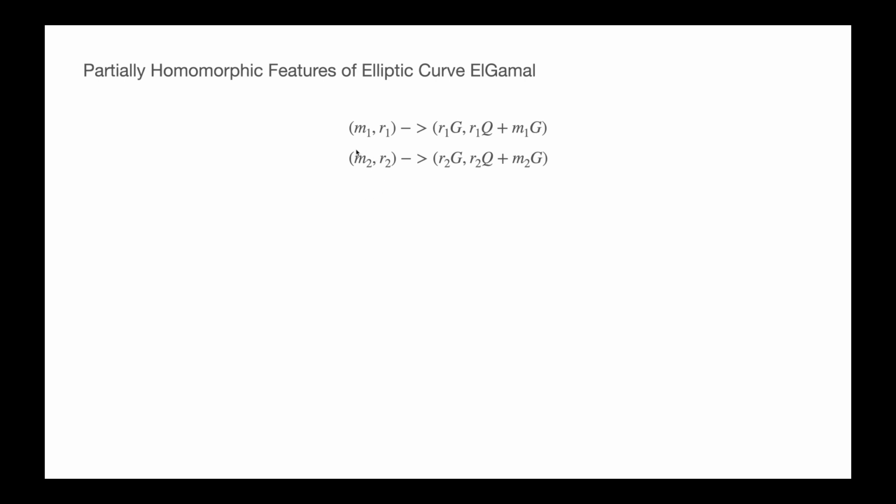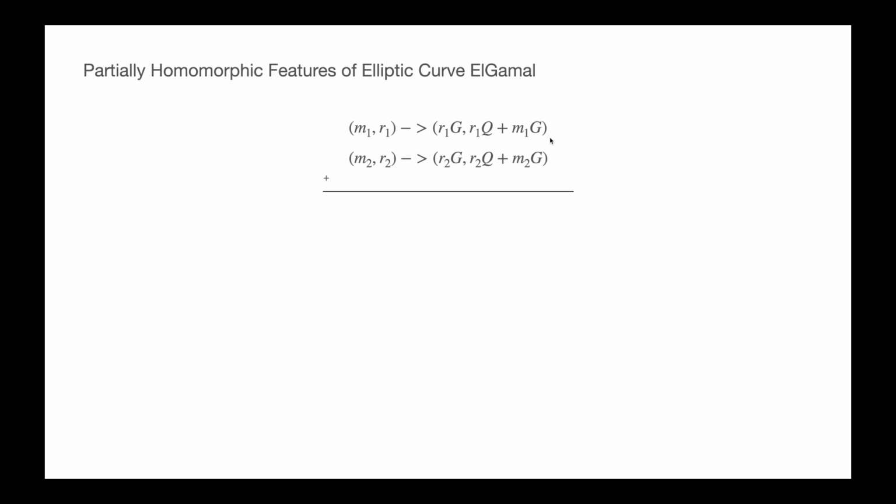Secondly, if we encrypt the second message m2 with random key k2, we are going to have this point pair. The first point is going to be k2 times base point G, and the second point is going to be k2 times Q, which is the public key, plus m2 times base point G.